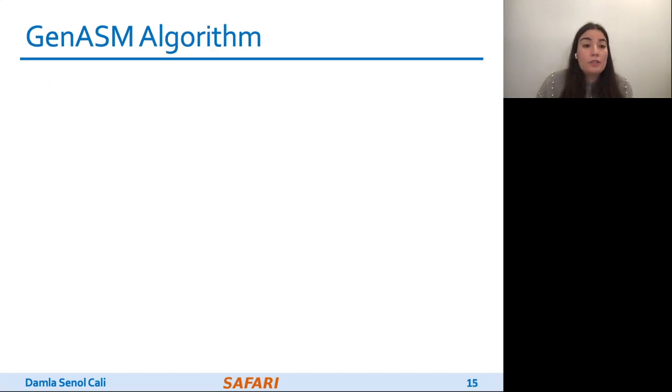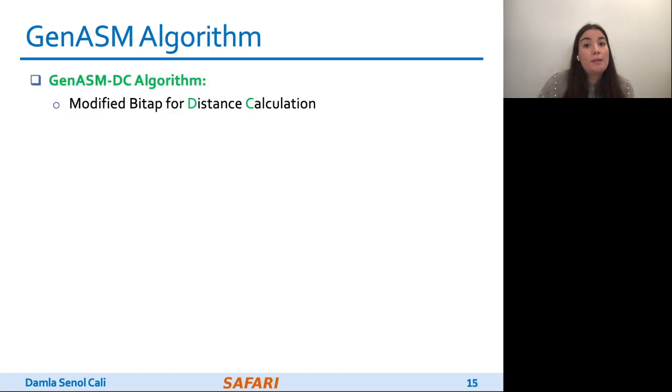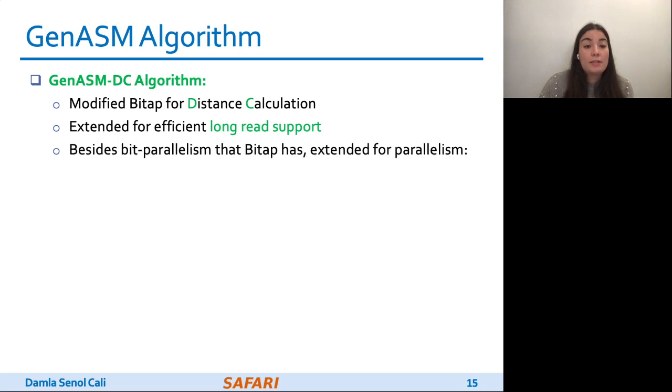Our first algorithm, GenASM-DC, is the modified Bitap algorithm for distance calculation, where we extend it to provide efficient support for long reads, and we enable parallelism besides the bit parallelism that baseline Bitap provides by first performing loop unrolling and removing the loop dependencies, and second, exploiting text-level parallelism, where we divide the text into overlapping subtexts and search the query in each of these subtexts in parallel.